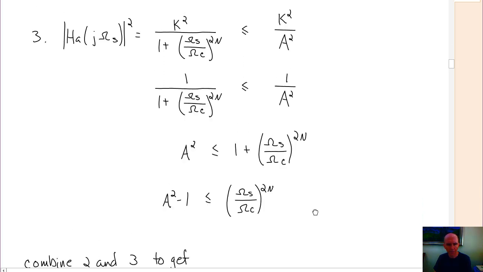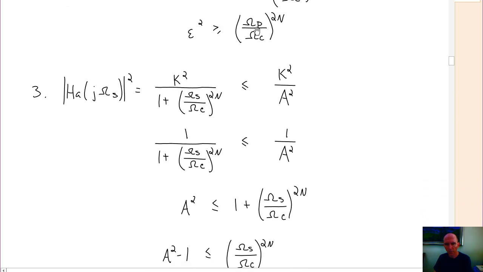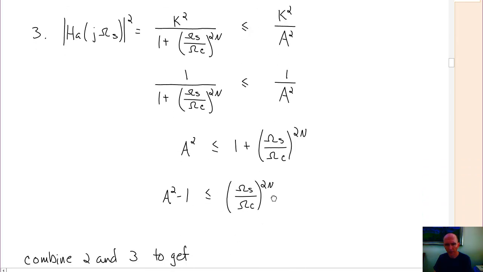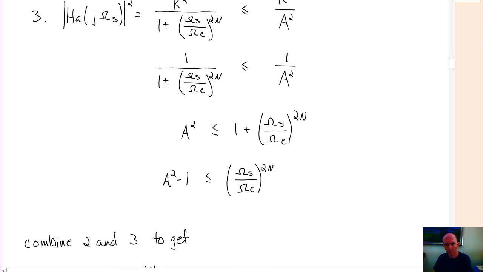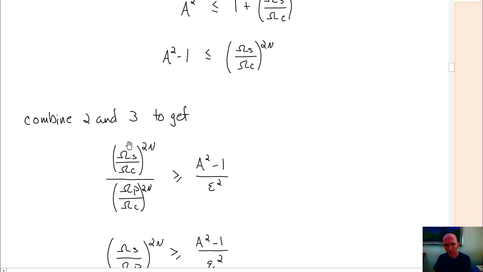Now, let's combine these 2 equations. Let's combine this and this. Let's make a division. So we know that this has to be greater than or equal to this. And in the denominator, this has to be less than this.